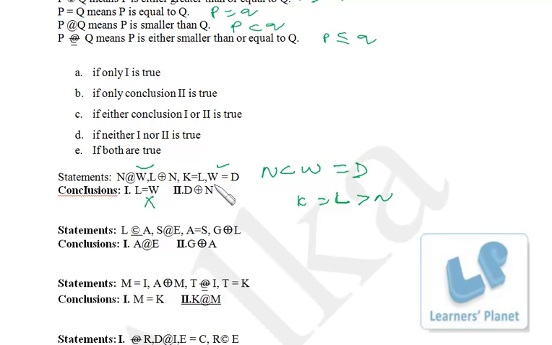D and N, yes, D is definitely greater than N, right? D plus N, that means D is greater than N. So D is definitely greater than N, that you can see from the sequence. So this one is true, right? So pretty simple. Now L is, just delete this one.